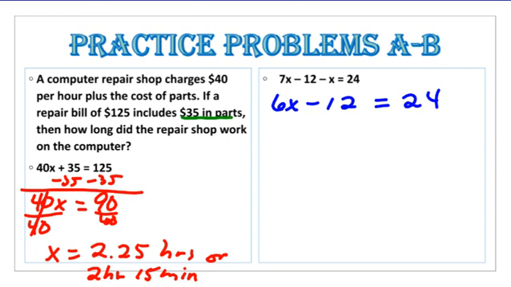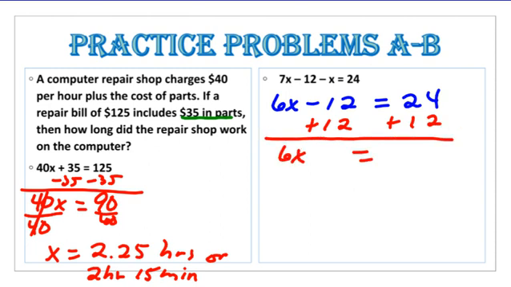So now, to get 6x by itself, I add 12 to both sides. I end up with 6x equaling 36. To get x completely by itself, divide by 6 on both sides. X equals 6.